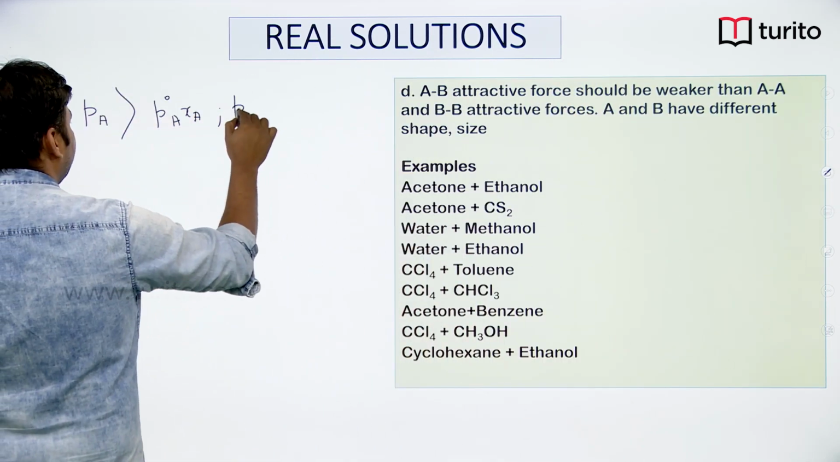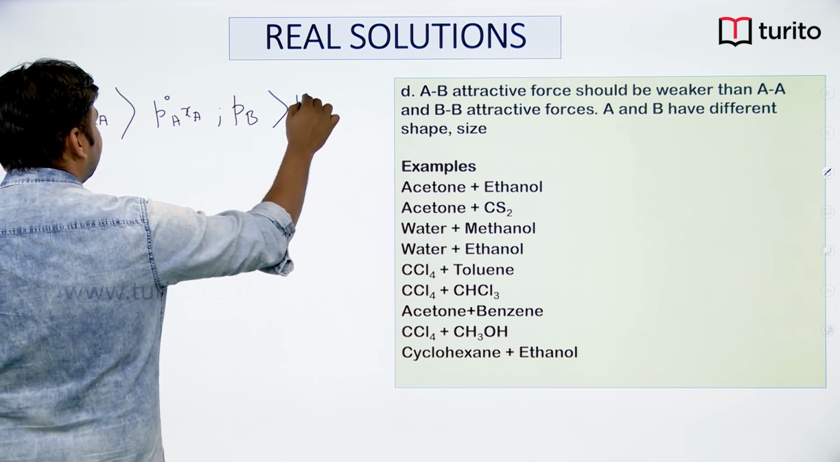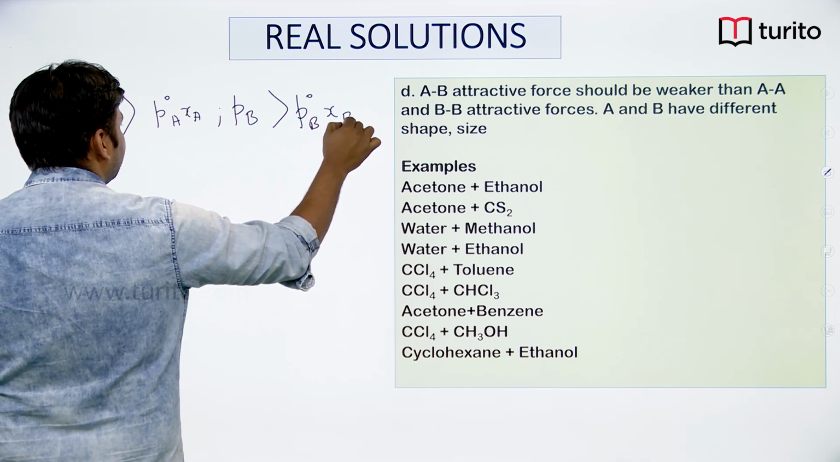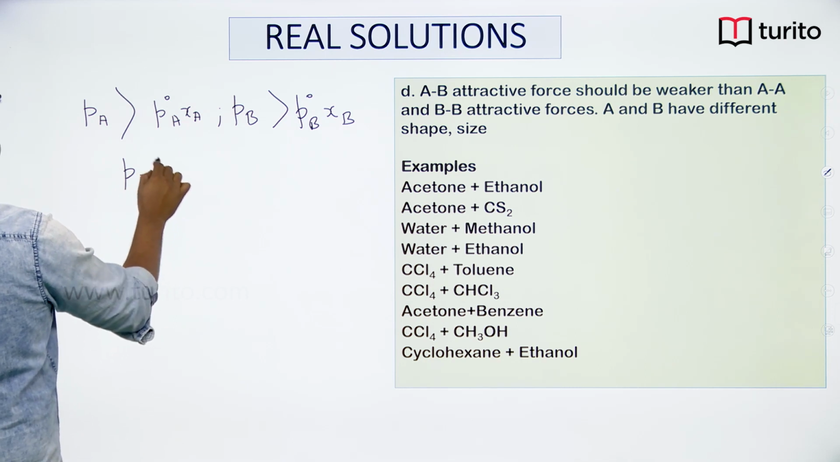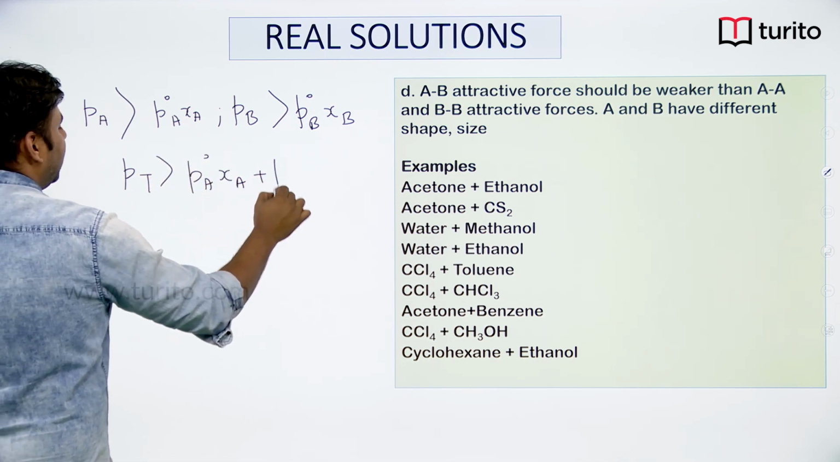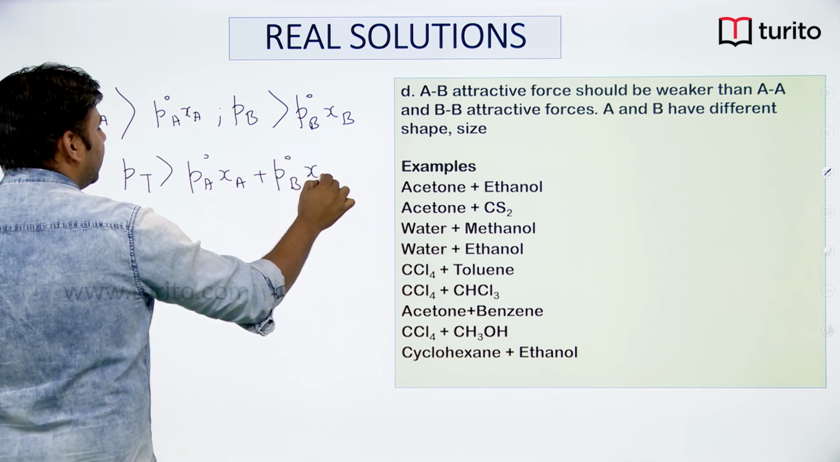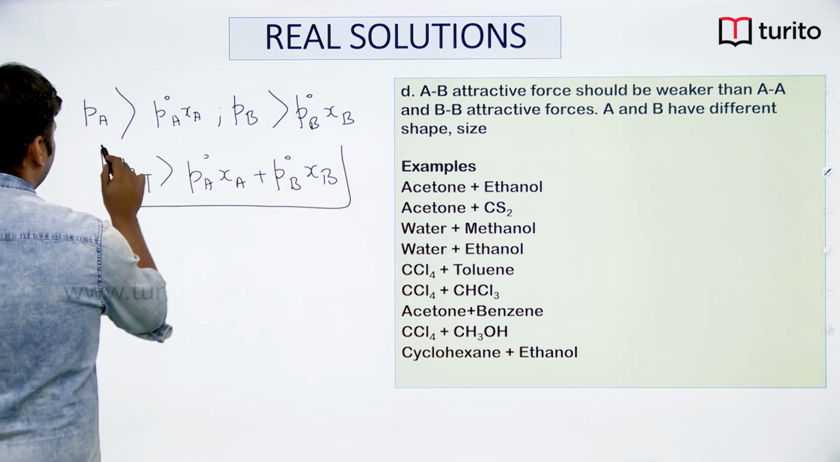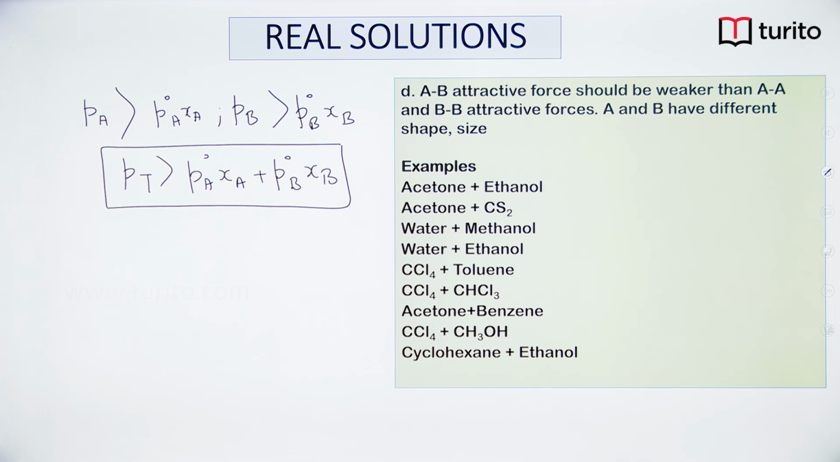Similarly, PB would be greater than that expected from Raoult's law. So we'll say that PT is greater than P naught A XA plus P naught B XB. So the pressure over the solution is greater than expected from Raoult's law. That is why we are saying it is a positive deviation. Hope this is clear to everyone.